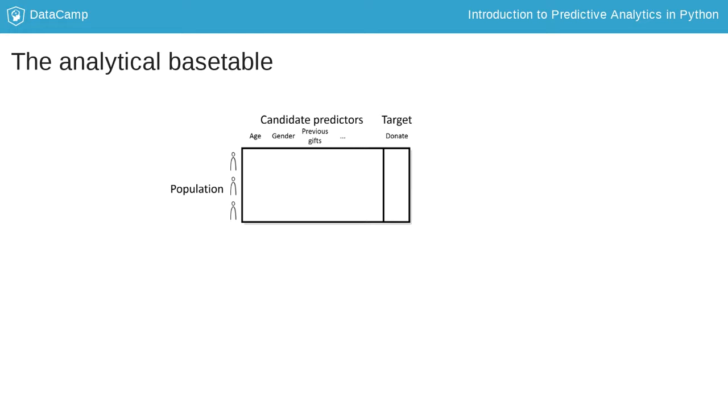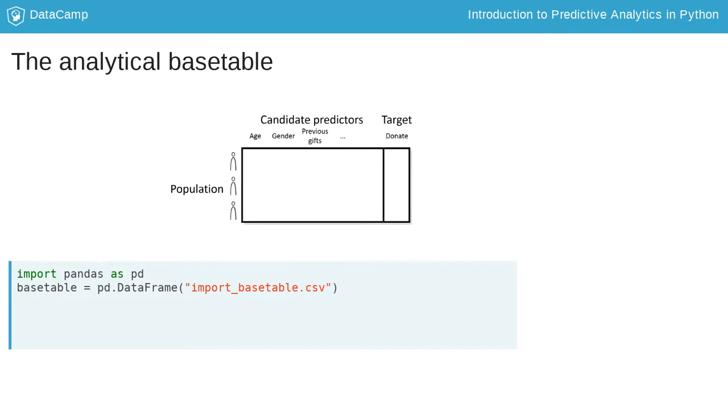This data is gathered in the analytical base table. An analytical base table is typically stored in a pandas data frame. There are three important concepts in the analytical base table: the population, the candidate predictors, and the target. The population is a group of people or objects you want to make a prediction for. In the fundraising example, it consists of the donors that are in scope for receiving a letter. The base table has one row for each object in the population. You can check the size of your population using the len method in Python.